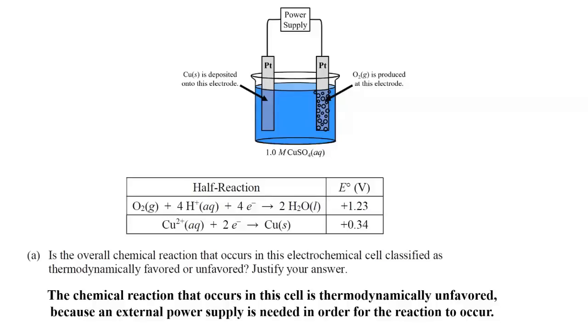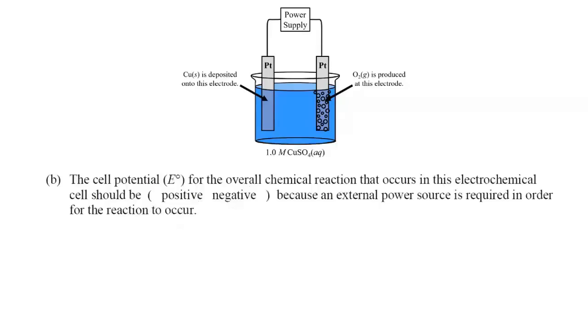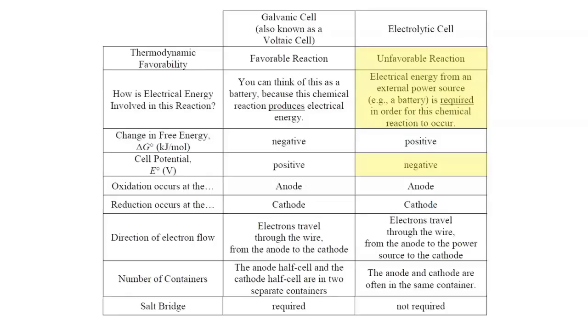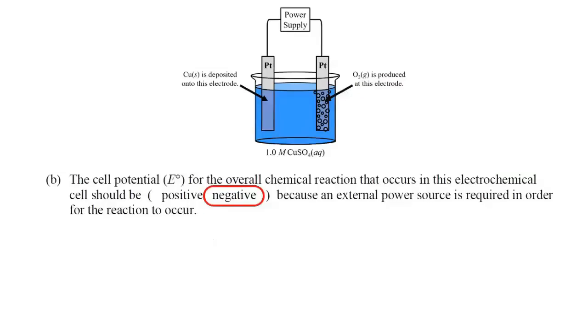Now, let's take a look at part B of this question, in which you have to decide if the cell potential for the overall chemical reaction that occurs in this electrochemical cell is positive or negative. So earlier in the video, when I was doing that compare and contrast between a galvanic cell and an electrolytic cell, I said that the cell potential for an electrolytic cell is negative. And so the answer to part B is negative, and that's because an external power source is required in order for this reaction to occur. That's why the cell potential will be negative for this chemical reaction.